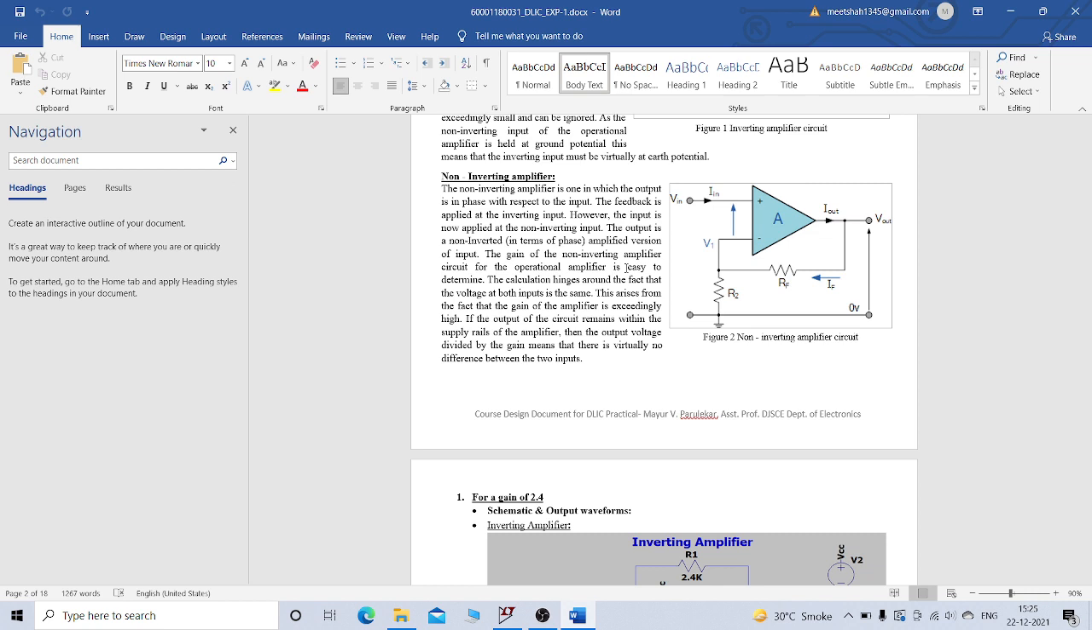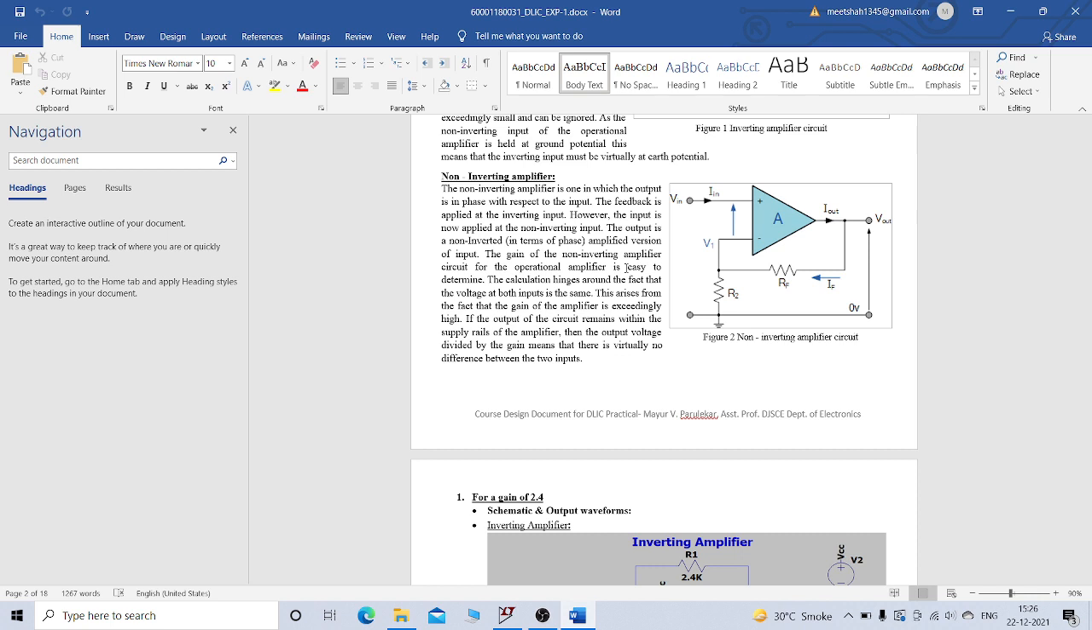If the output of the circuit remains within the supply rails of the amplifier, then the output voltage divided by the gain means that there is virtually no difference between the inputs.